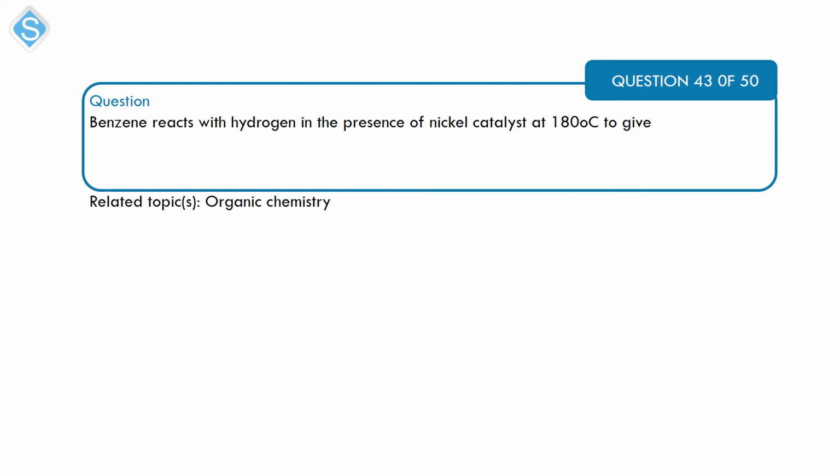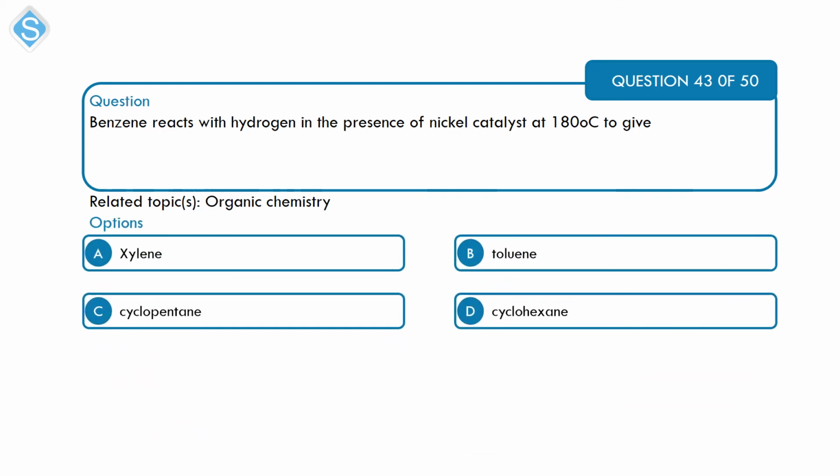Benzene reacts with hydrogen in the presence of nickel catalyst at 180 degrees Celsius to give A xylene, B toluene, C cyclopentane, and D cyclohexane.